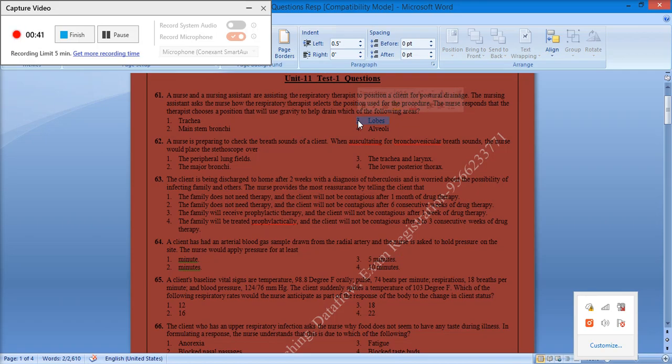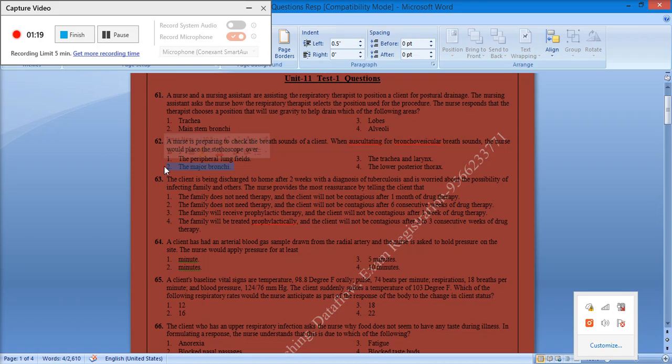62. A nurse is preparing to check the breath sounds of a client. When auscultating for bronchovascular breath sounds, the nurse would place the stethoscope over 1. The peripheral lung field. 2. The major bronchi. 3. The trachea and larynx. 4. The lower posterior thorax. The correct answer is 2. The major bronchi.